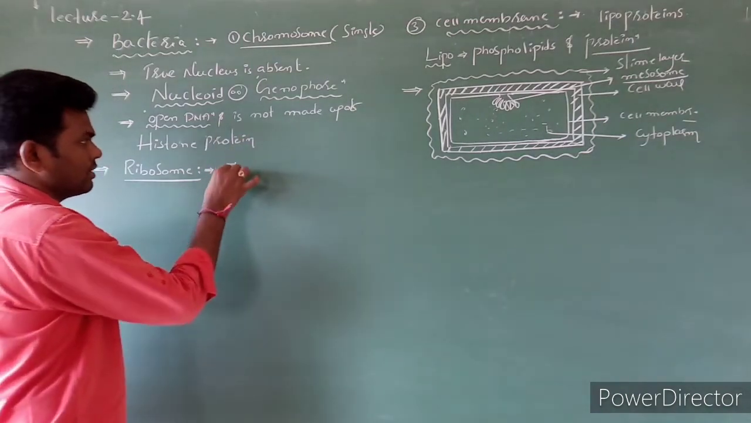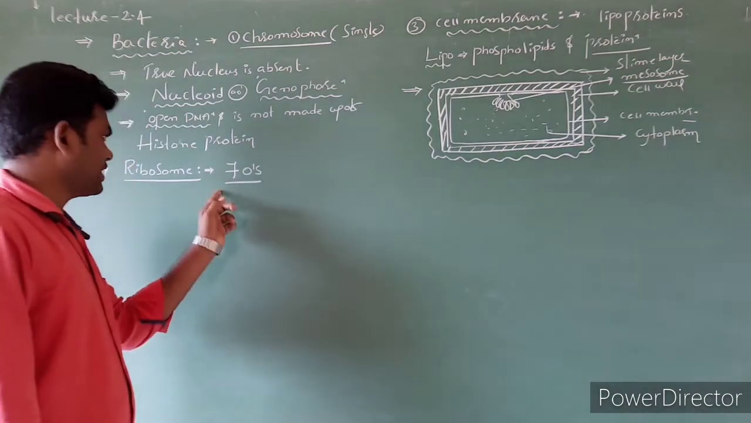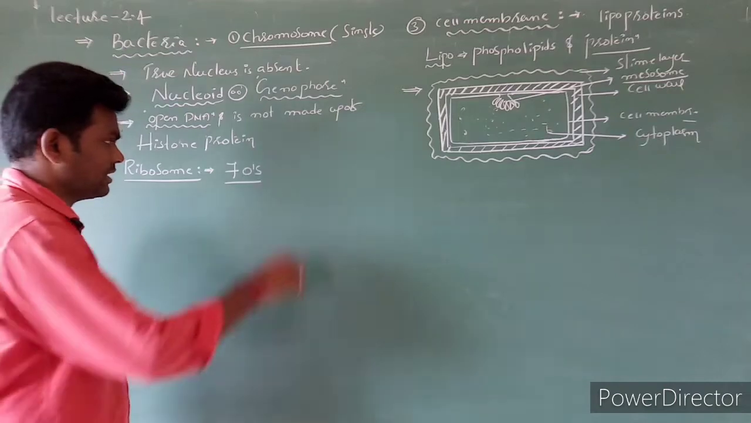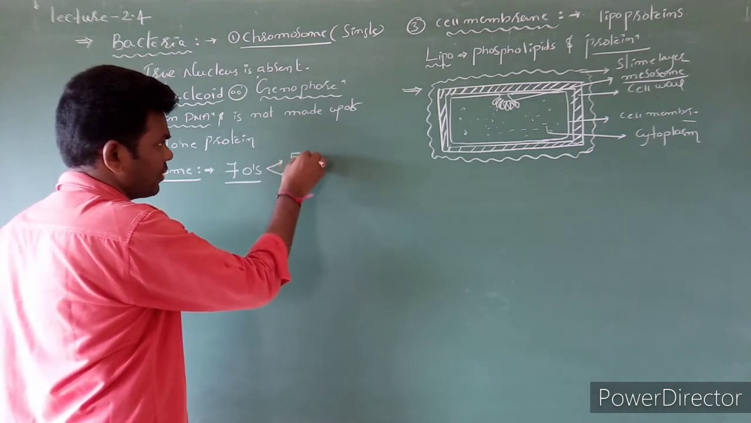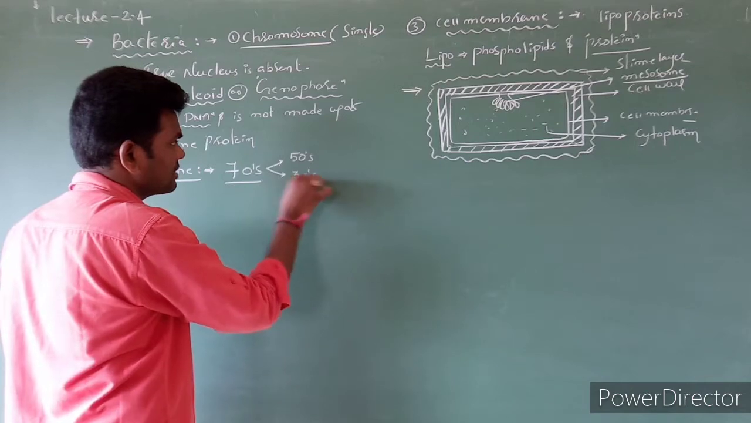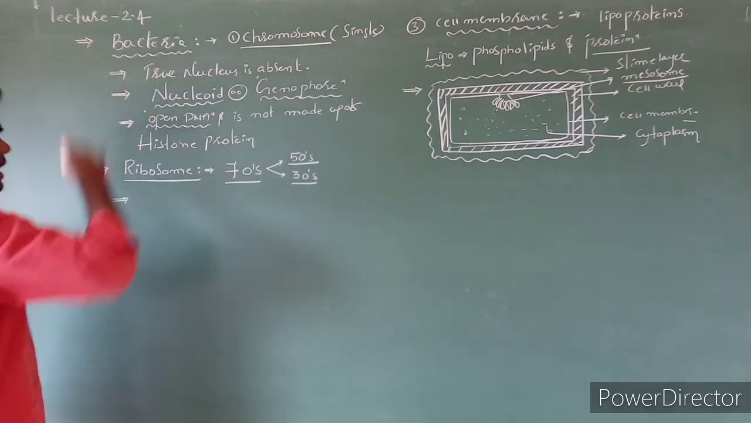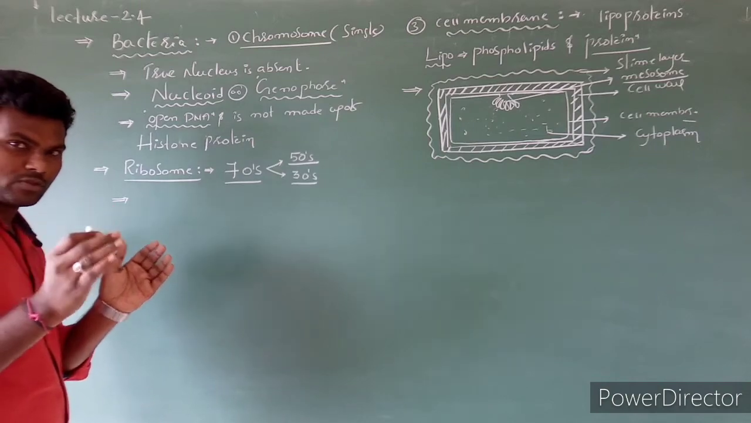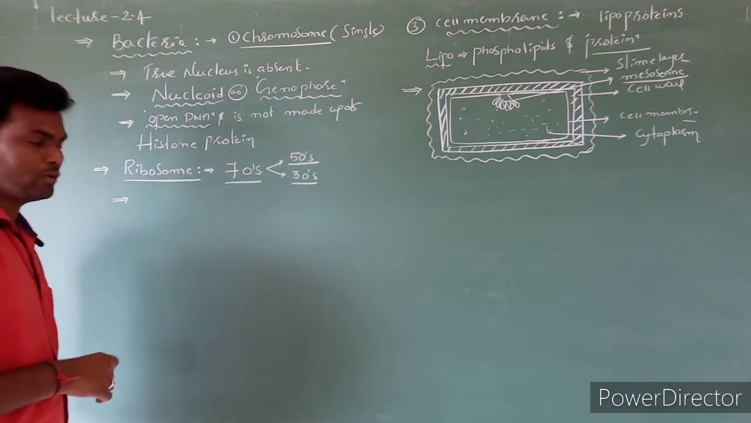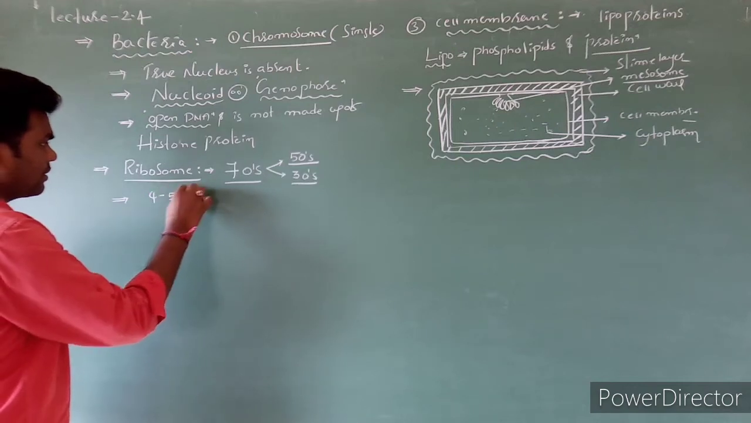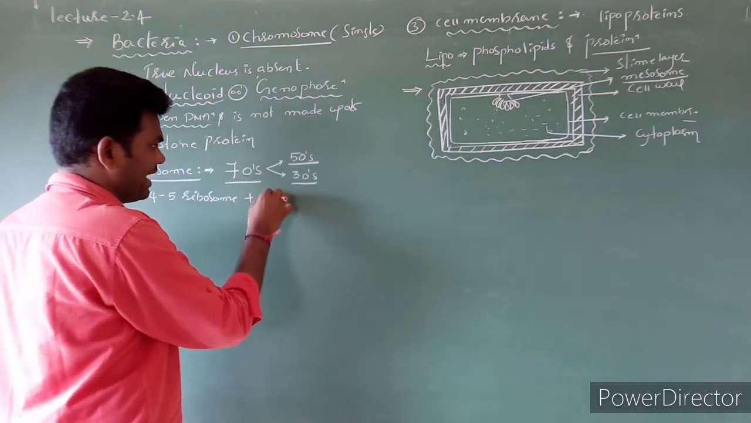Ribosomes are mainly of two types: the 80S ribosome in eukaryotic cells and the 70S ribosome in prokaryotic cells. Next, this 70S ribosome can be subdivided into two subunits: one is 50S, one is 30S. Clear? In bacteria, 4 or 5 ribosomes come together and bind with the mRNA. Such a structure is called a polyribosome.